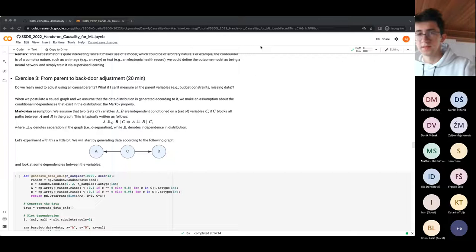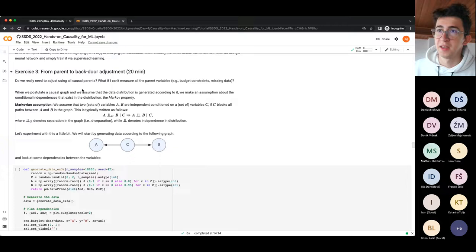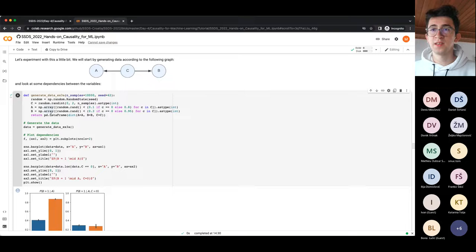Everyone, welcome back. We're now going to discuss the solutions to exercise number 3, from parent to backdoor adjustment. So what do we start with? First, we are going to look at a couple of different graphs, and according to each graph, we generate some data. Let's do this here. It looks like this. And what do we observe?